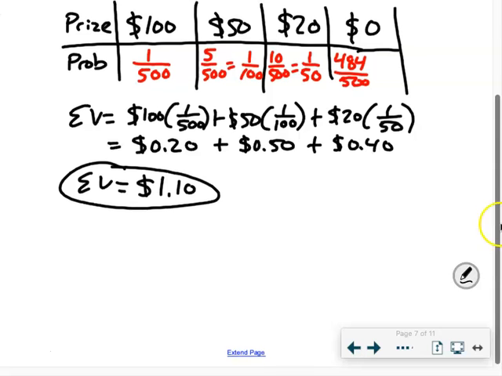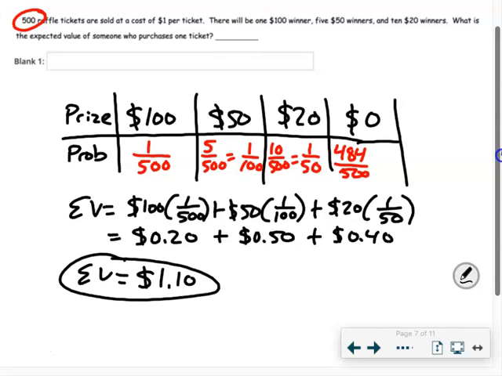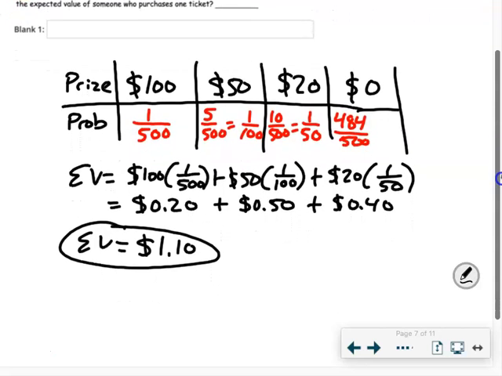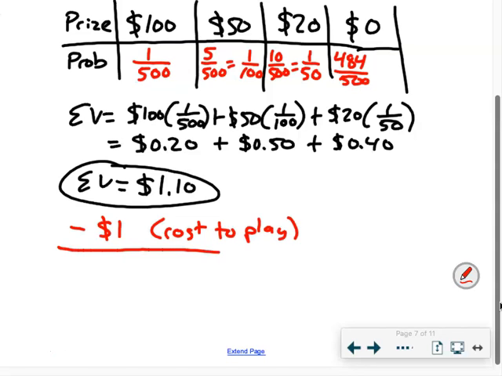Okay. Let's see what it asked. The expected value of someone who purchases a ticket is how much they would potentially win. But you have to think about the cost to play. So if you're asking if this is a fair game, $1.10 minus $1 leaves us with $0.10. And that would be how much you expect to gain by doing the raffle each time. So it's not a fair game, but it's actually in your benefit. You would win 10 cents more than you would have to put in.